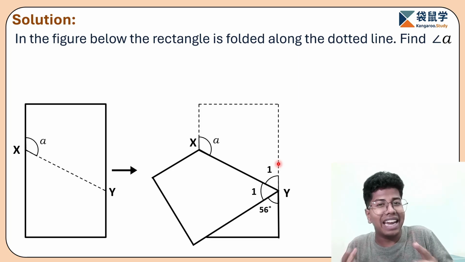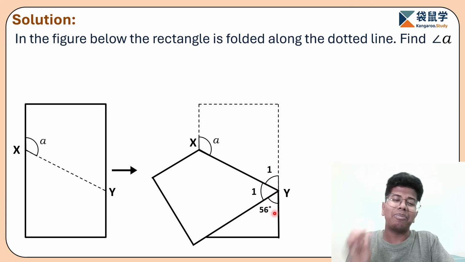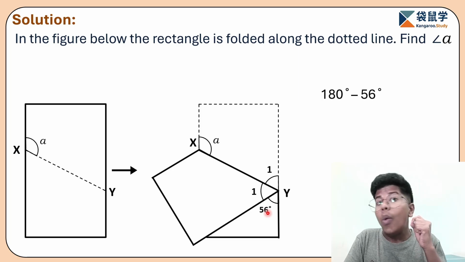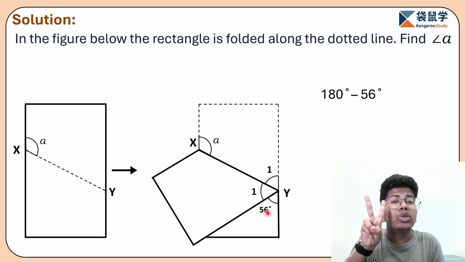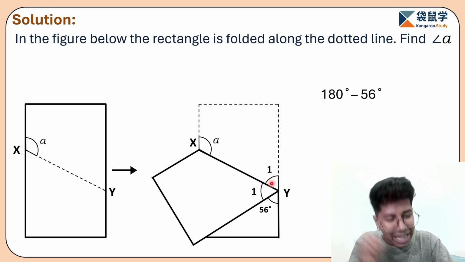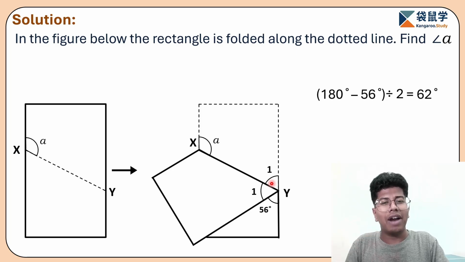It's 180. And to find out angle 1, what we have to do is just subtract this 56. So 180 minus 56 will give me the sum of these two angles. But I want to find out one angle. What do I have to do? Yes, just simply divide it by 2, which is 124 divided by 2, which is 62 degrees.